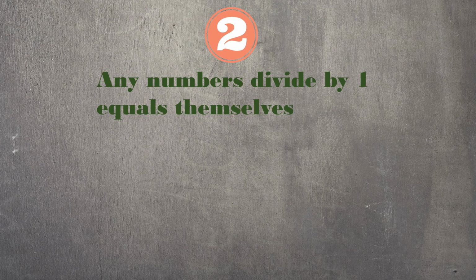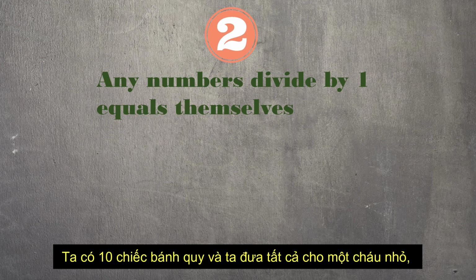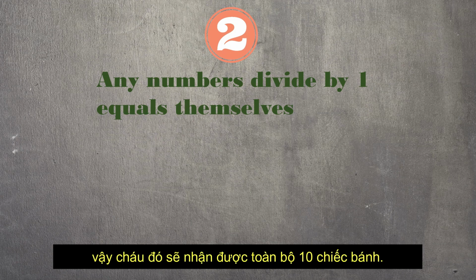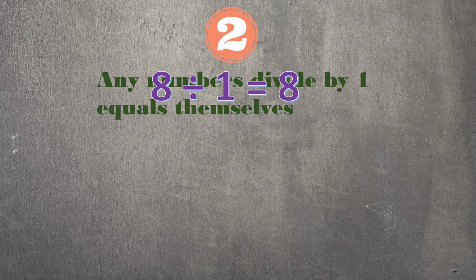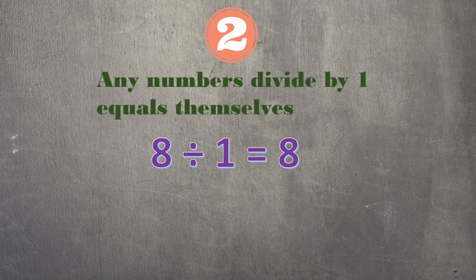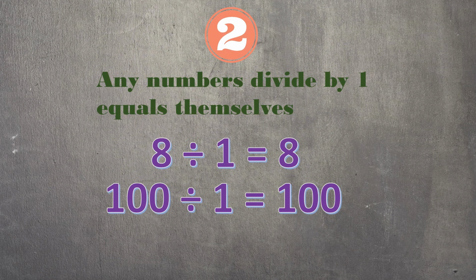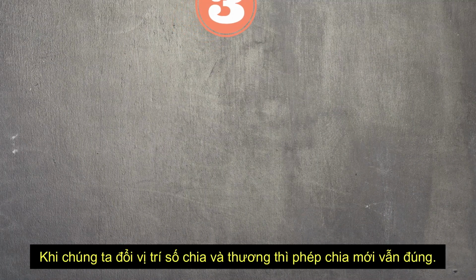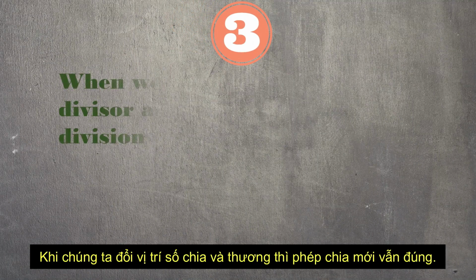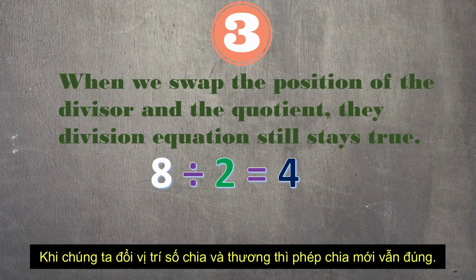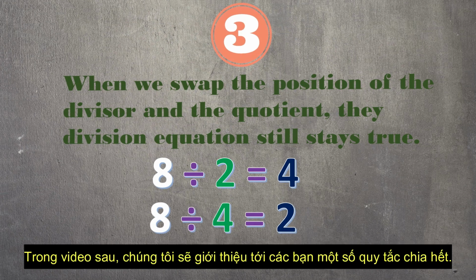That's true. We have 10 cakes and we give all to one kid, so the kid will receive the whole 10 cakes. For example, 8 divided by 1 equals 8. 100 divided by 1 equals 100. Rule number 3. When we swap the position of the divisor and the quotient, the new division equation is also true.